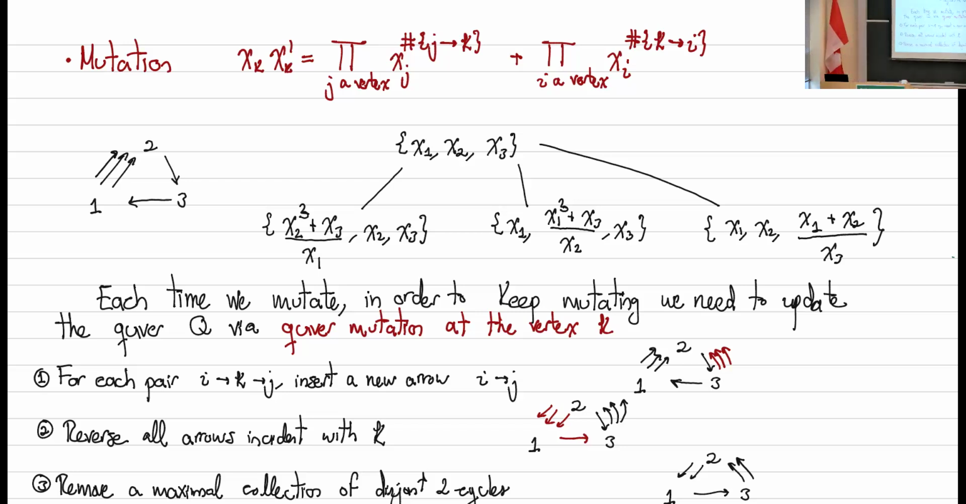The quiver should be an extra part of the data. Yeah. So the cluster algebra will be determined essentially by a quiver. Okay. Yeah. Any other questions?